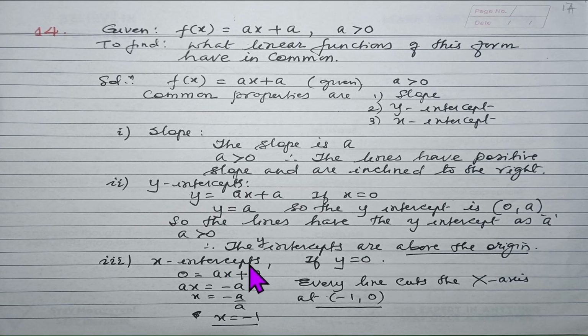Now for the x-intercept, we have to put y equal to 0. If I put y equal to 0, I get x as minus a by a, that is x equal to minus 1. That means every line cuts the x-axis at (-1, 0) because the x coordinate is minus 1 and the y coordinate is 0. So that is how we find the values of these coordinates there.